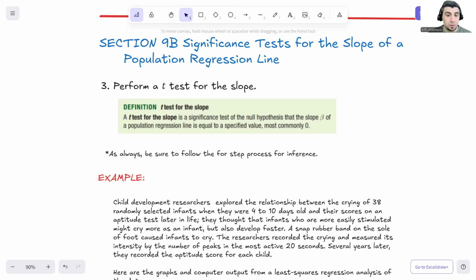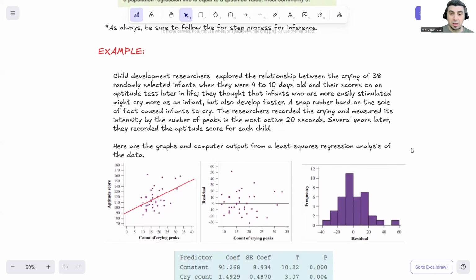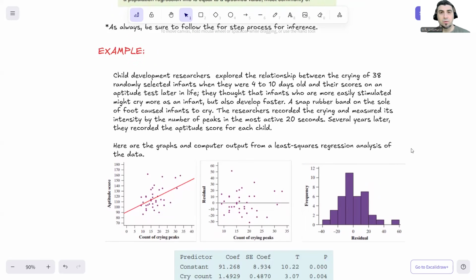So as always with a t-test or any type of hypothesis test, we're going to follow the four-step process for inference. We have a new example here, so let me read through it and then we'll talk about how to perform the full test. Child development researchers explored the relationship between the crying of 38 randomly selected infants when they were 4 to 10 days old and their scores on an aptitude test later in life.